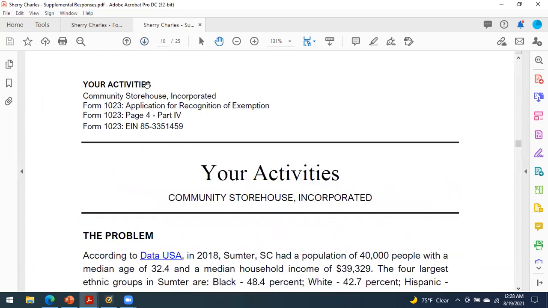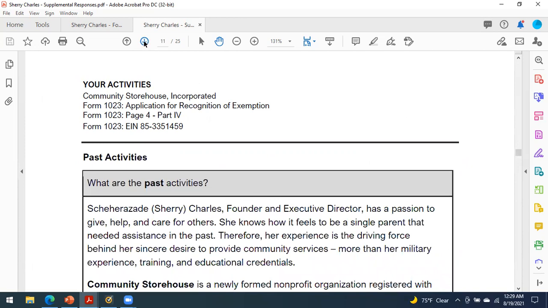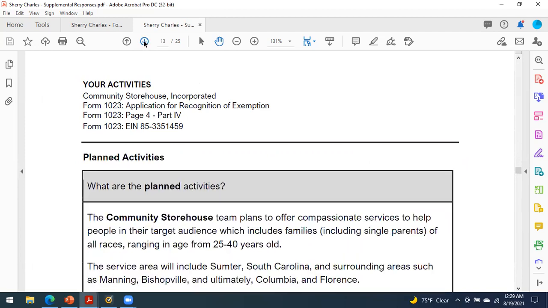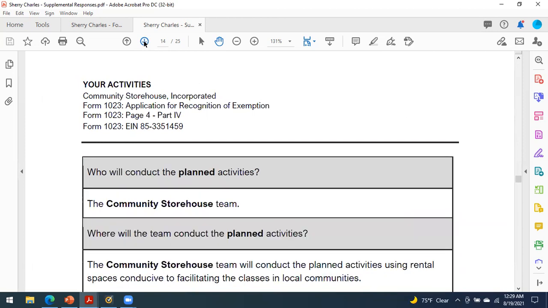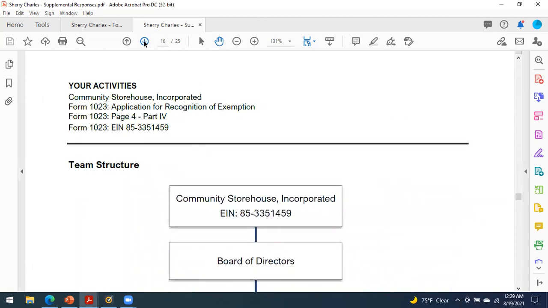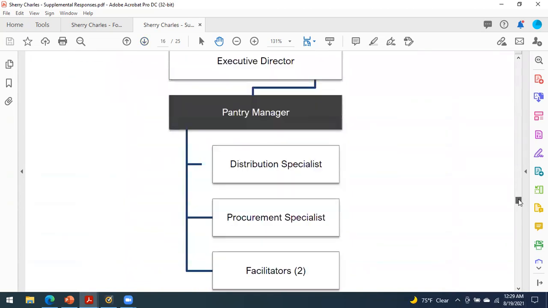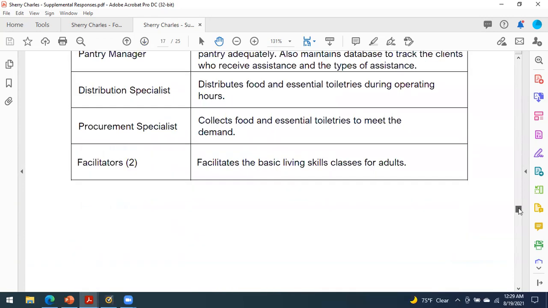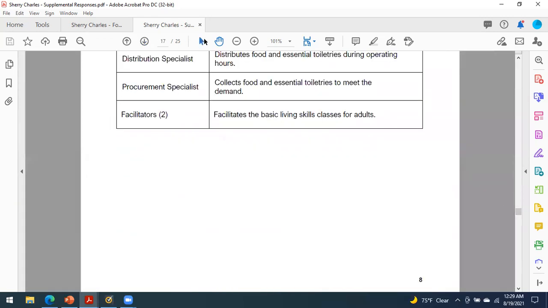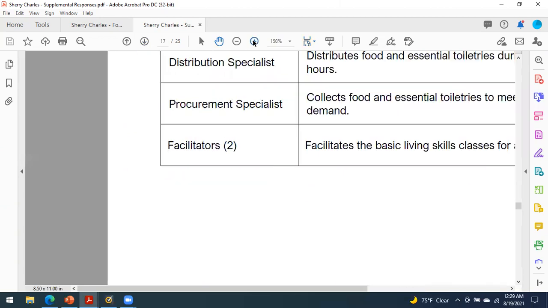The next supplemental response is your activities document. This is the document that you will use to lay out exactly what you've done in the past, present, and planned. What are your past activities? What are your present activities? And what are your planned activities for this nonprofit organization? You will include it in the application so that the IRS representative can read it and can approve every line. That's the purpose of this.